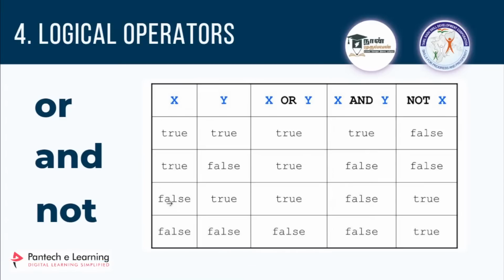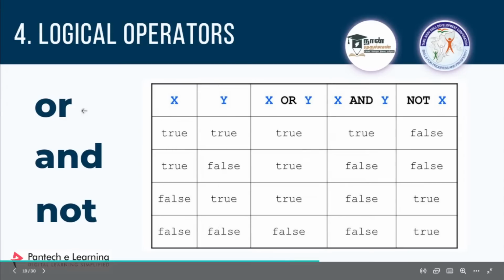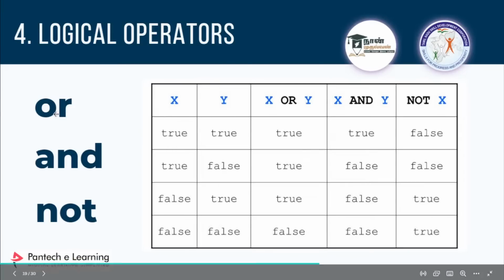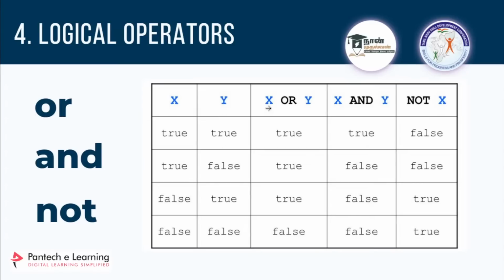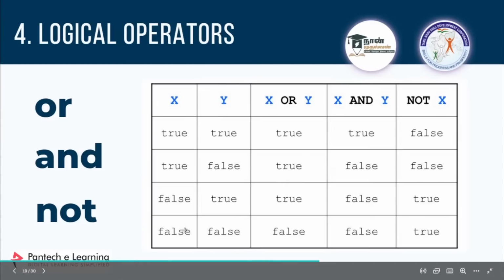I'm having a set of x and a set of y. These things are used to compare. With the OR operator, I'm comparing x with y. If x and y are both true, it is going to give me true. If x is true and y is false, or if x is false and y is true, in any of these cases it is going to give me true as the output. Finally, if both are false, then only it is going to give me false.